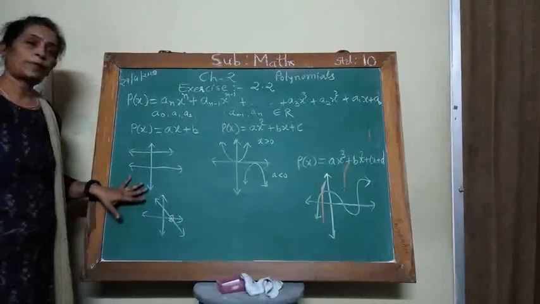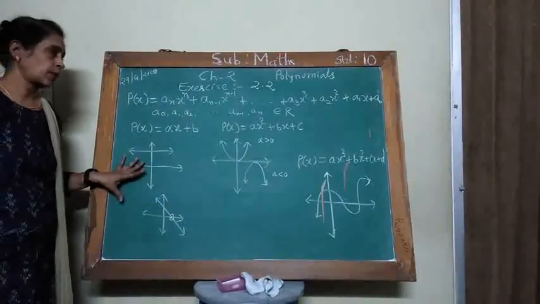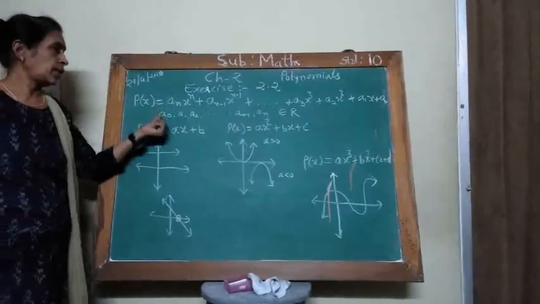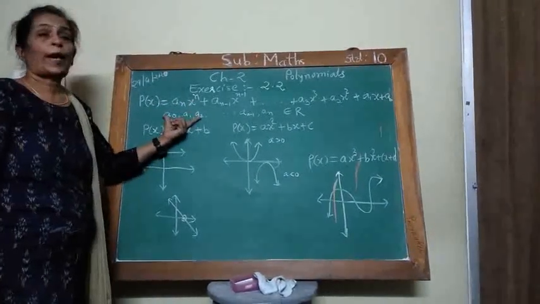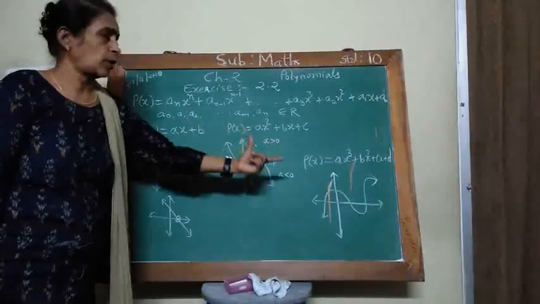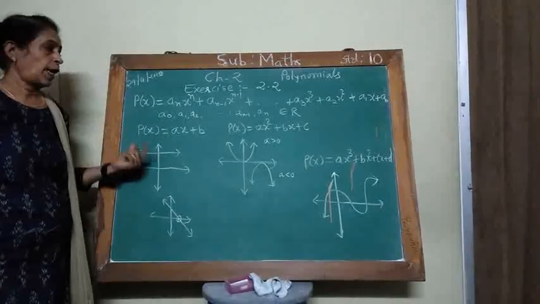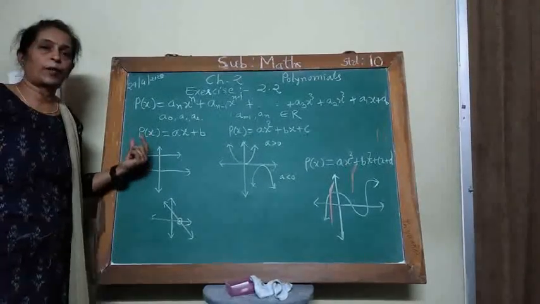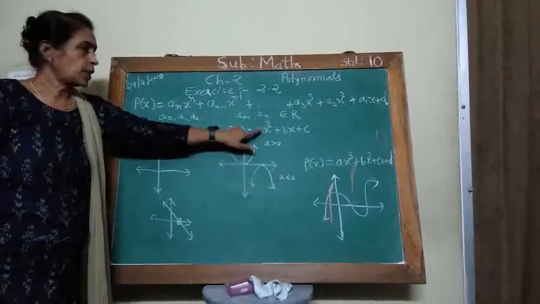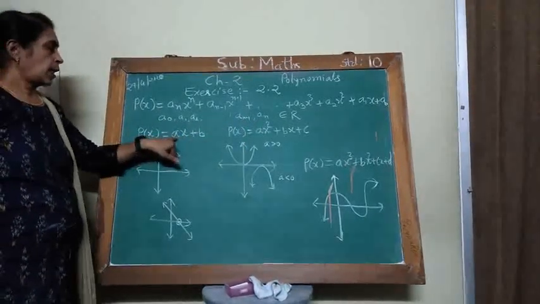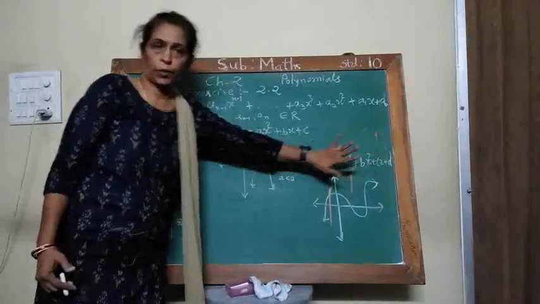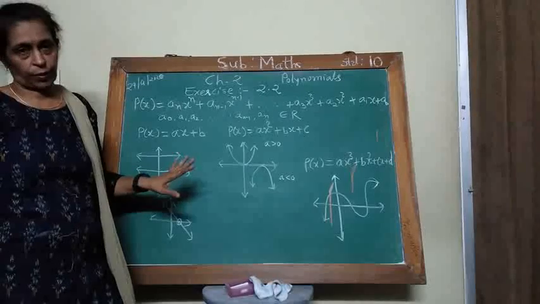So we have studied the number of zeros in exercise 2.1, and today we shall see how to find the zeros of the linear polynomial, quadratic polynomial, cubic polynomial, and what is the relation of zeros with the coefficients of the polynomial. Coefficients of a polynomial means a, b here; a, b, c here; a, b, c, d here in a cubic polynomial. They are known as coefficients.